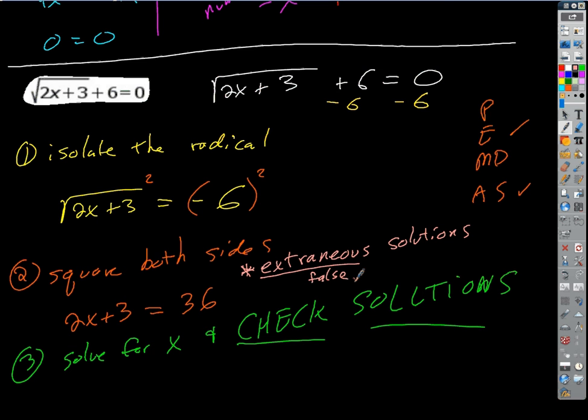So this is pretty easy to solve. What are the 2 steps to get the x by itself? Subtract 3, it's going to give me 33, and then I divide by 2 and I get 33 over 2, right? So we get x equals 33 over 2, that's bad too, but we got to check that, because it may or may not work.